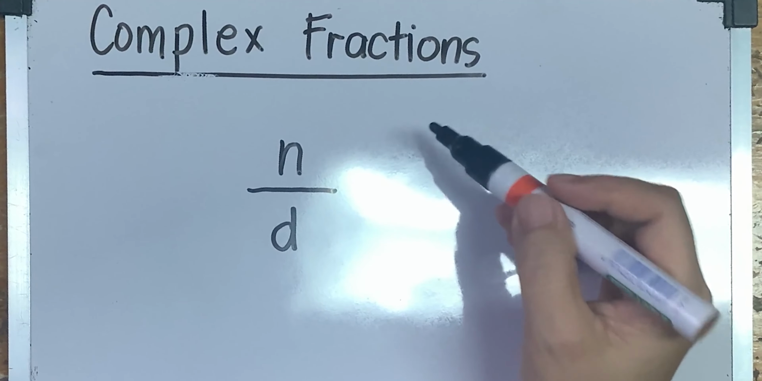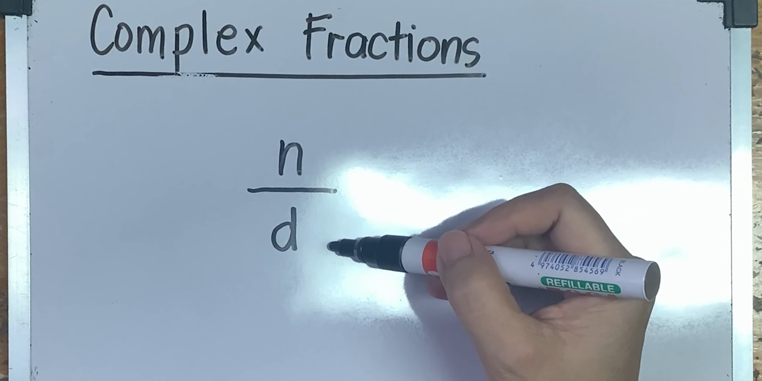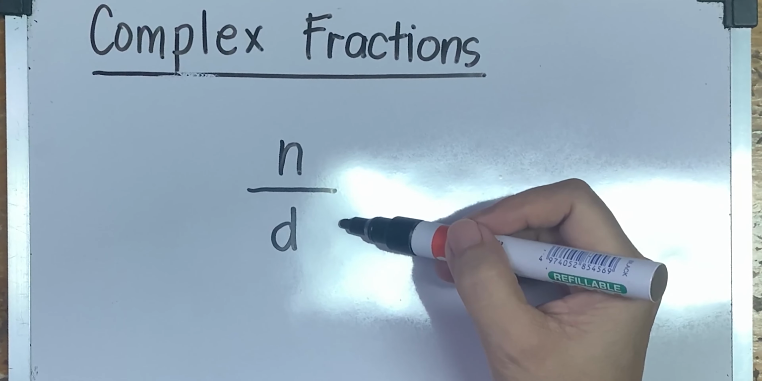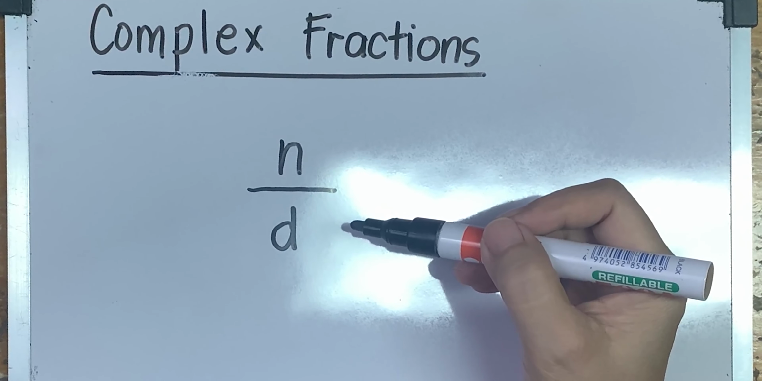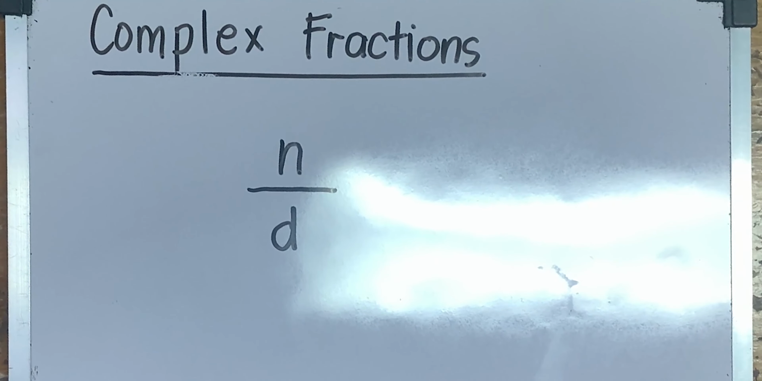Complex fraction is a type of fraction where either the numerator or the denominator is also a fraction, or both the numerator and denominators are fractions as well. That's why we connote the term complex. Okay, how do we simplify complex fraction?